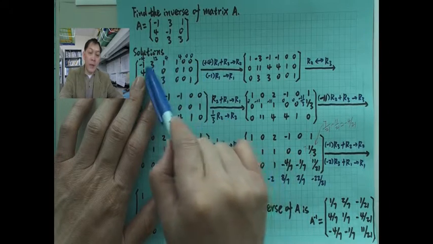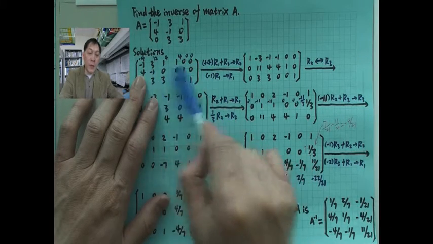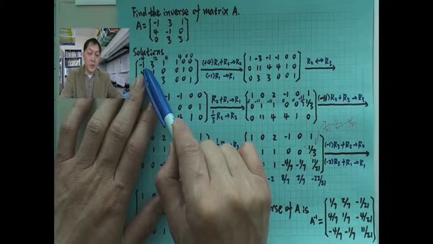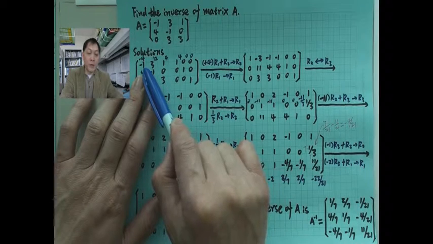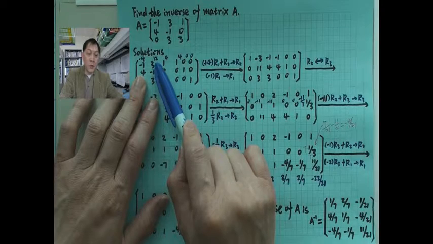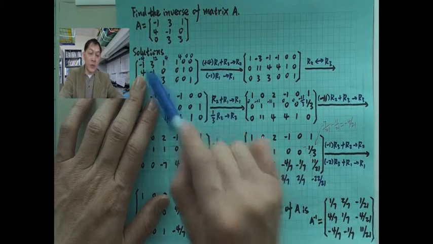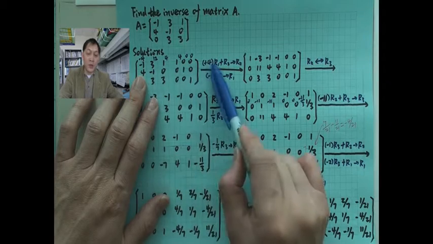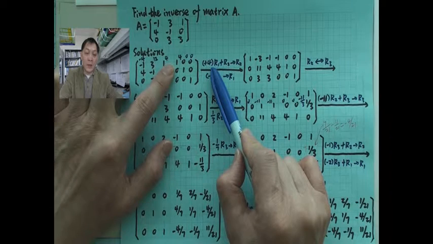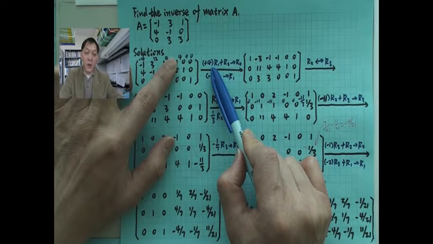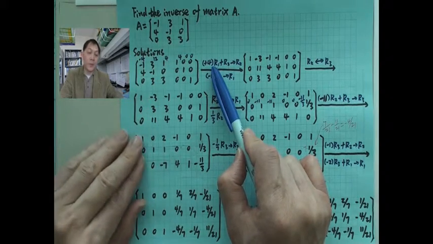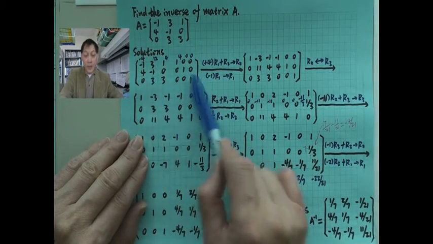Row 1 was this one. After you multiply row 1 by positive 4, you have a blue number. Negative 1 times 4 is negative 4. 3 times positive 4 is 12. 1 times 4 is 4. 1 times 4 is 4. 0 times 4 is 0. 0 times 4 is 0. You have a blue number, add on the black number.